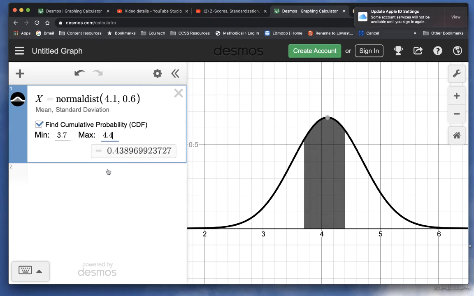and 4.4. Okay, so the area under here, that is written right here, 0.389, or we can round it up to 0.44, and that's our percentage. That's our probability. That's our probability that any cat's weight is going to be between 3.7 and 4.4.